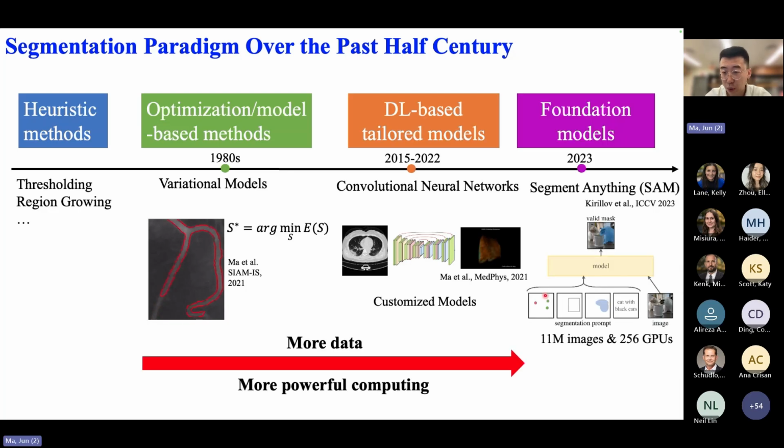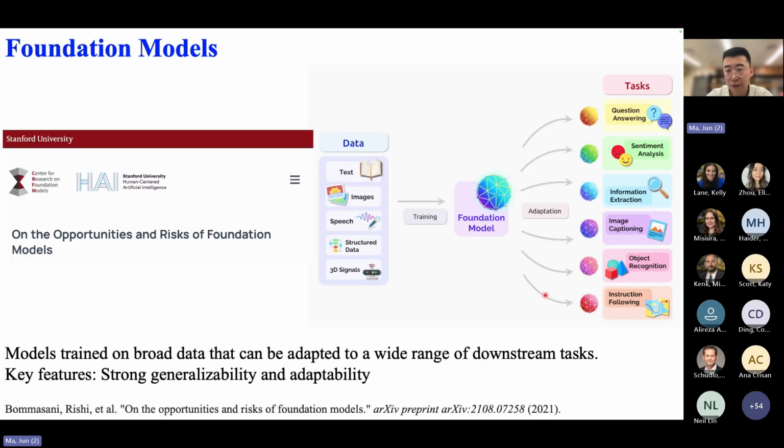With more data and more powerful computing available, in 2023, segmentation enters the foundation model era. The milestone study is the Segment Anything Model, termed SAM, that was trained on 11 million images with 256 GPUs. What are foundation models? This term was conceptualized by an expert consensus from Stanford University. Essentially, foundation models are still deep learning models. Those models are usually trained on broad data that can be adapted to a wide range of downstream tasks.